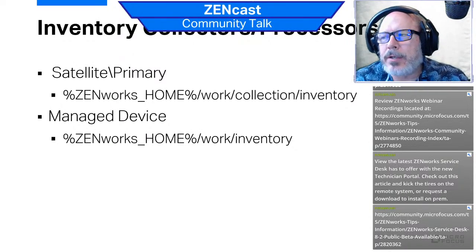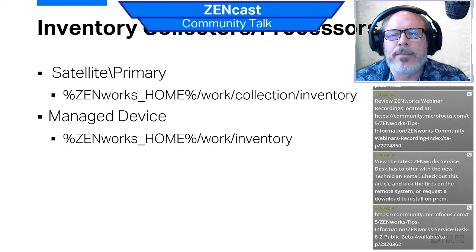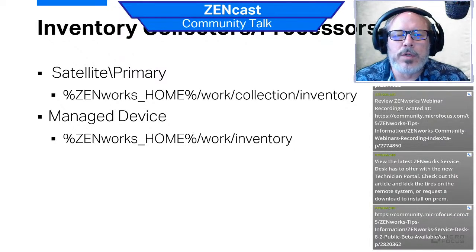So inventory collectors and processors, we have some of the collectors are the satellites and the primaries and the managed device. So basically the managed device has an agent on it that will scan. Once it scans, it holds it and then rolls it up to its parent, which could be either a satellite, which is a child of a primary, or a primary directly.